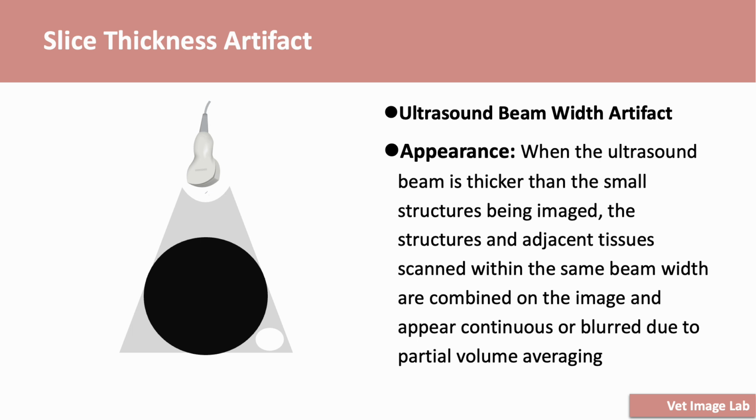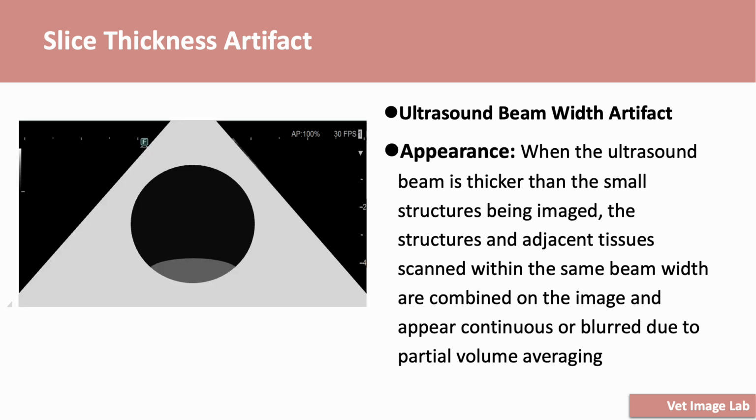Now, let's talk about slice thickness artifact. Unlike a single thin beam, the ultrasound wave has a certain thickness. Slice thickness artifact occurs due to this inherent nature of the ultrasound beam. When the ultrasound beam includes both an anechoic fluid-filled structure and adjacent echogenic tissue within its thickness, the returning echoes from both structures are averaged together. As a result, instead of appearing as a purely anechoic area, the fluid-filled structure may give a false impression of debris or a solid component inside a cystic structure.